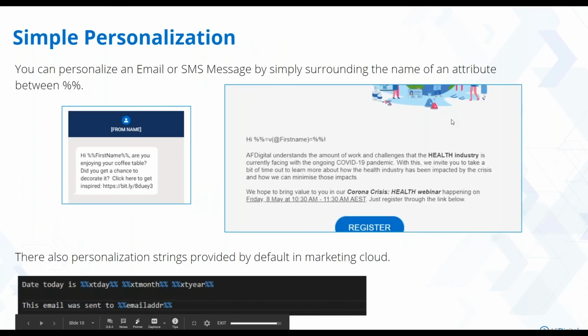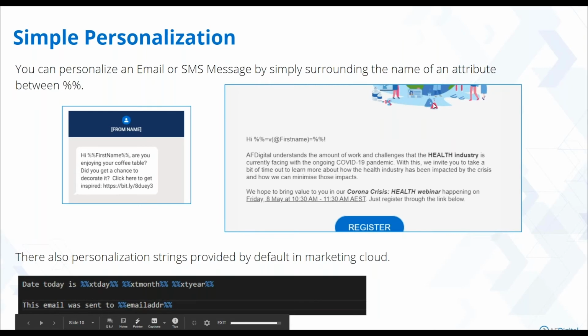So here is a simple personalization. Let me explain how to do a simple personalization. You can personalize an email or an SMS message by surrounding the name of an attribute between the %% symbols with an equal sign. For example, here you can use it on the SMS messages, and of course, you can use it on the email.